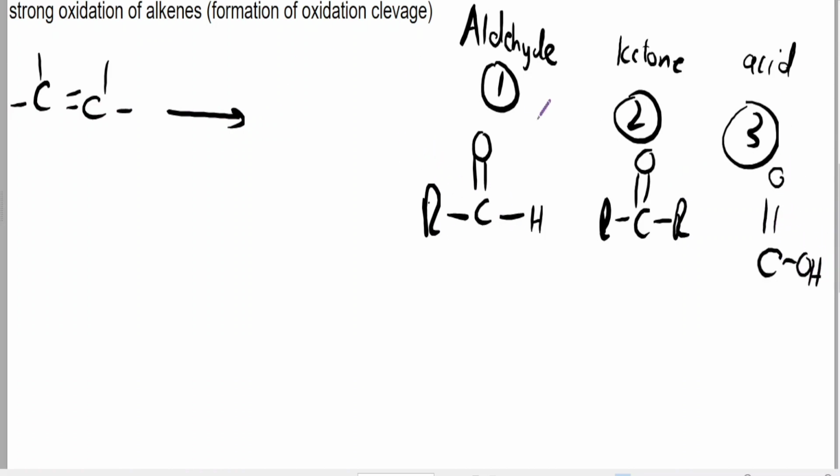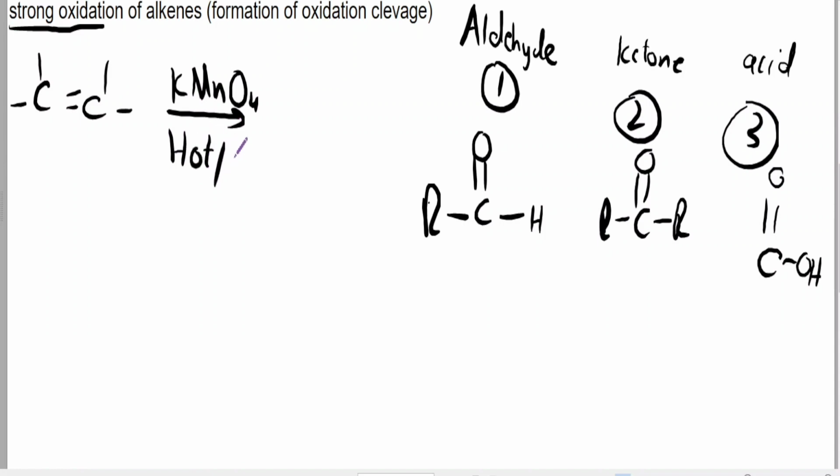So now that we know what these three things are, an alkene undergoing strong oxidation would produce either an aldehyde or a ketone or an acid. And what are the conditions? Well, in mild oxidation of alkenes, I used KMnO4, right? And it was cold. But now this KMnO4 is hot.